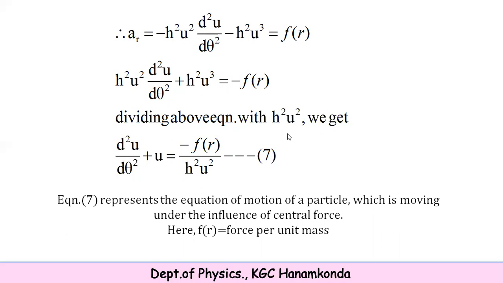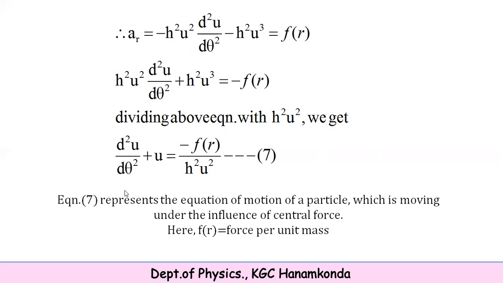Dividing the above equation with h square u square on both sides, we get d square u by d theta square. Here this term disappears, cancelled, plus h square u cube divided by h square u square. H square is cancelled. In the numerator you have u cube, in the denominator you have u square, therefore only u remains. So d square u by d theta square plus u equals minus f of r divided by h square u square. Say this as equation 7.